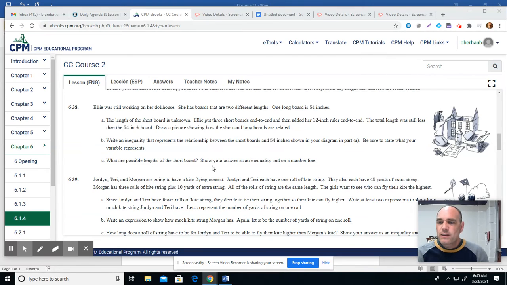All right, question 30. Ella is still working on her dollhouse. She has boards that are two different lengths. One board is 54 inches. So we got two different lengths of board. One board is 54 inches, so the length of the short board is unknown.